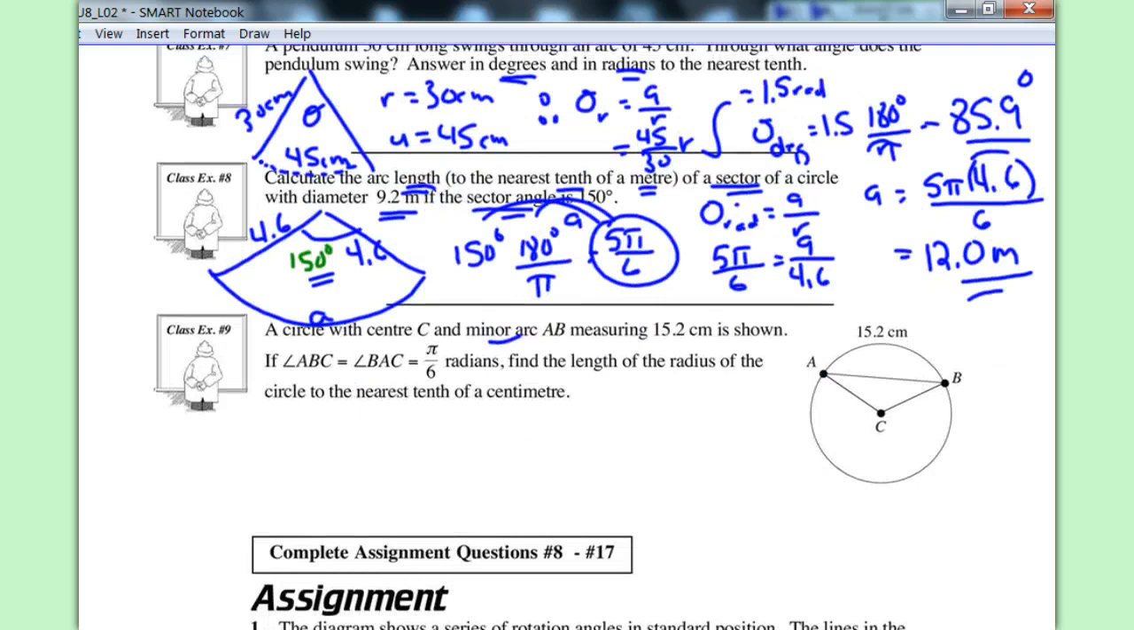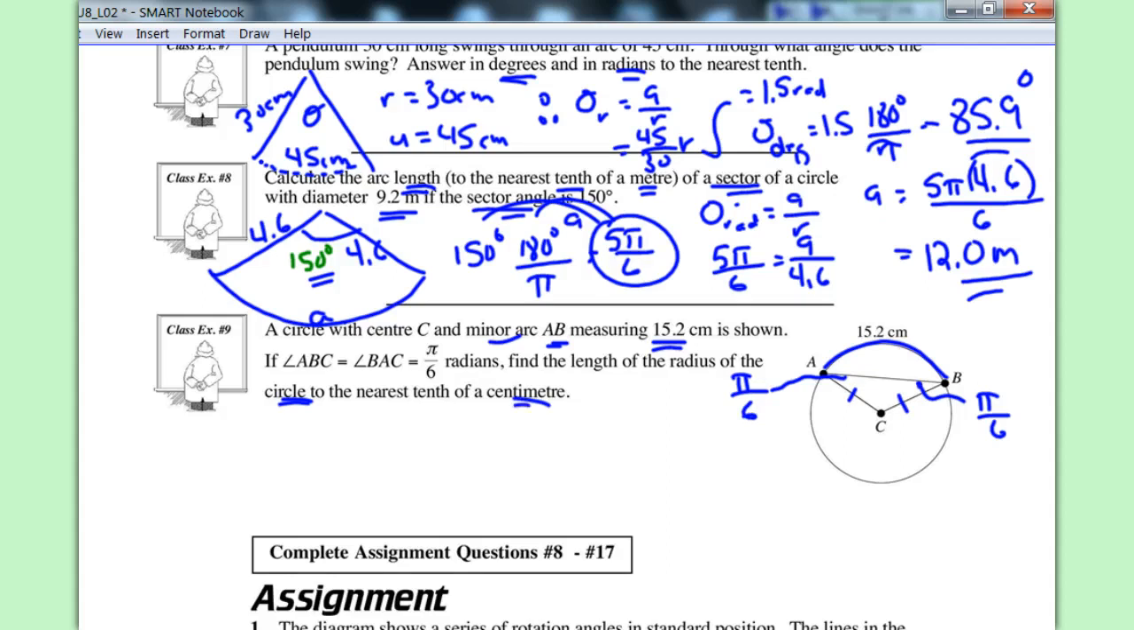And lastly, number 9, we read carefully and said a circle with a center C and a minor arc of 15.2 centimeters shown. And a minor arc is simply an arc that goes less than half of the circle. So this minor arc of 15.2, angle ABC is pi over 6. So that little angle right there, I'll just put a little line, that's pi over 6. And then it says if angle ABC and BAC, well, of course this angle is the same, that's pi over 6. Well, of course it is, because these are both radiuses. So that's an isosceles triangle. Find the length of the radius of the circle to the nearest tenth.